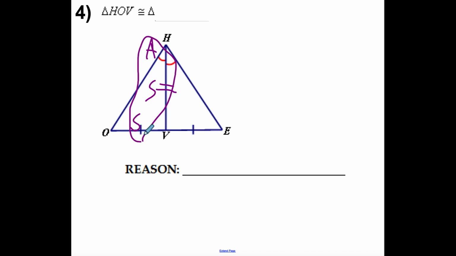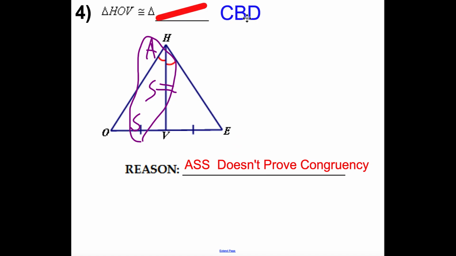Bad news, right? Because ASS doesn't prove congruency. And so don't write a congruency statement. Just put a slash there, and then right next to it, just write CBD, cannot be determined. We don't know if they're congruent because ASS doesn't prove congruency.